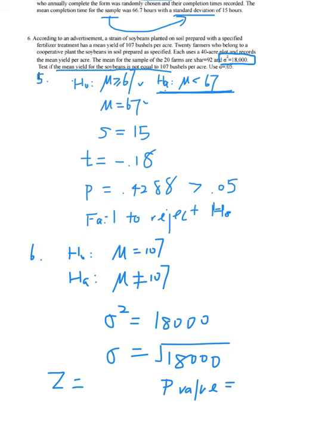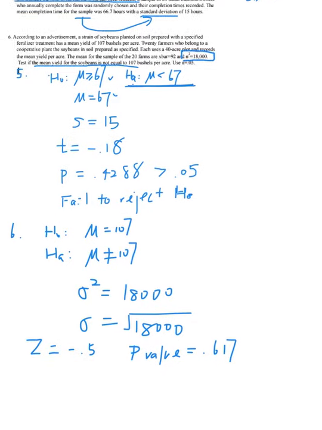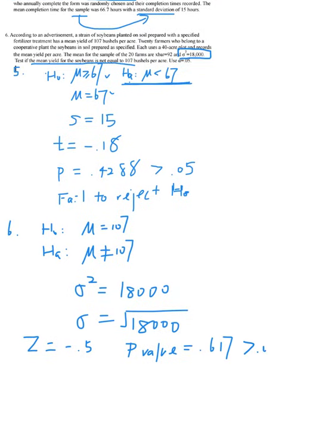So I get the value of Z is negative 0.5, and the p-value is equal to 0.617. Okay, so for this p-value we can say it's bigger than our significance level 0.05. So our conclusion will be we fail to reject H0. So we don't have enough evidence to support the claim the mean yield for the soybeans is not equal to 107. Okay, so this is the answer for this worksheet.